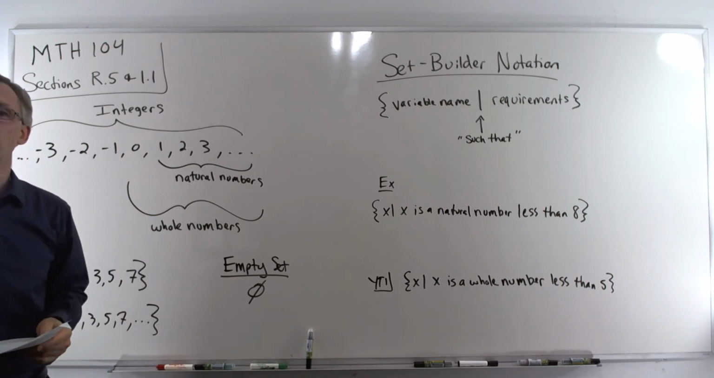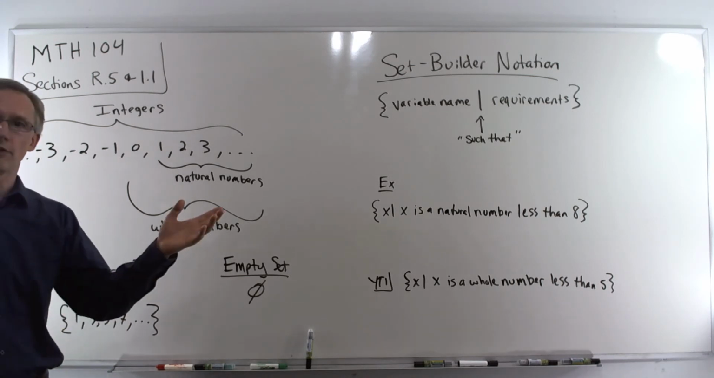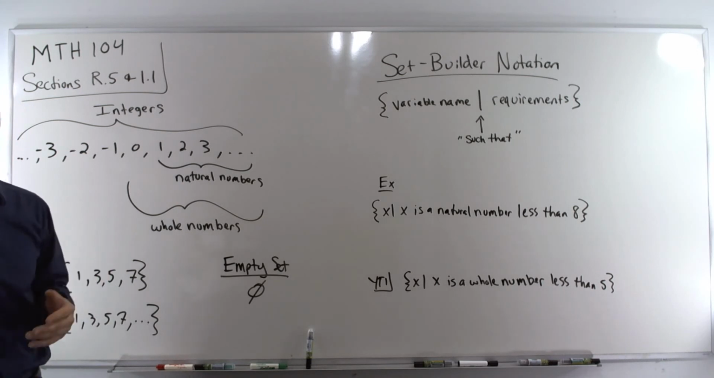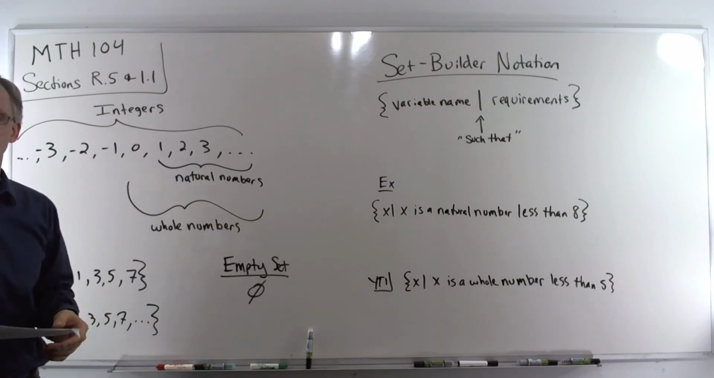And there's also the real numbers, which includes everything, all the decimals, irrational numbers like square root of 2 or pi or stuff like that.